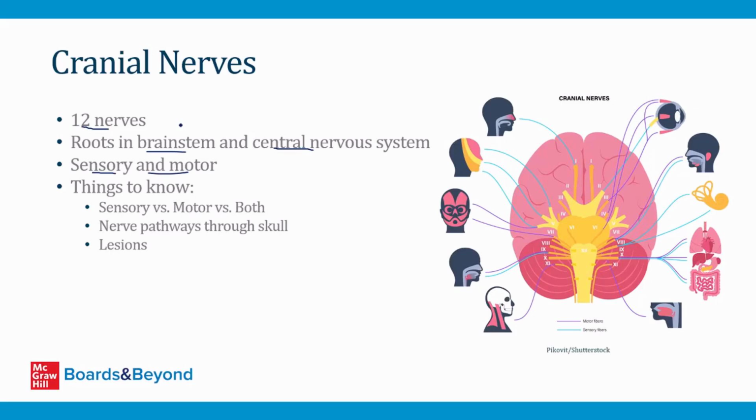And things you want to keep an eye on as you're learning about the cranial nerves are, first of all, whether they're sensory or motor or both. You also want to know something about their nerve pathways through the skull. And then probably the most important thing is to know what happens when you have a lesion involving one of the cranial nerves. You need to know what clinical features that will cause.